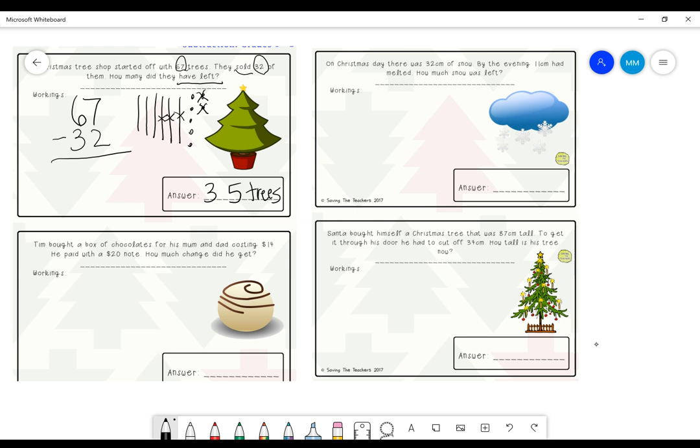I can also solve that with an equation. I start in my ones place, 7 ones minus 2 ones, 5 ones left. 6 tens minus 3 tens, there would be 3 tens left.